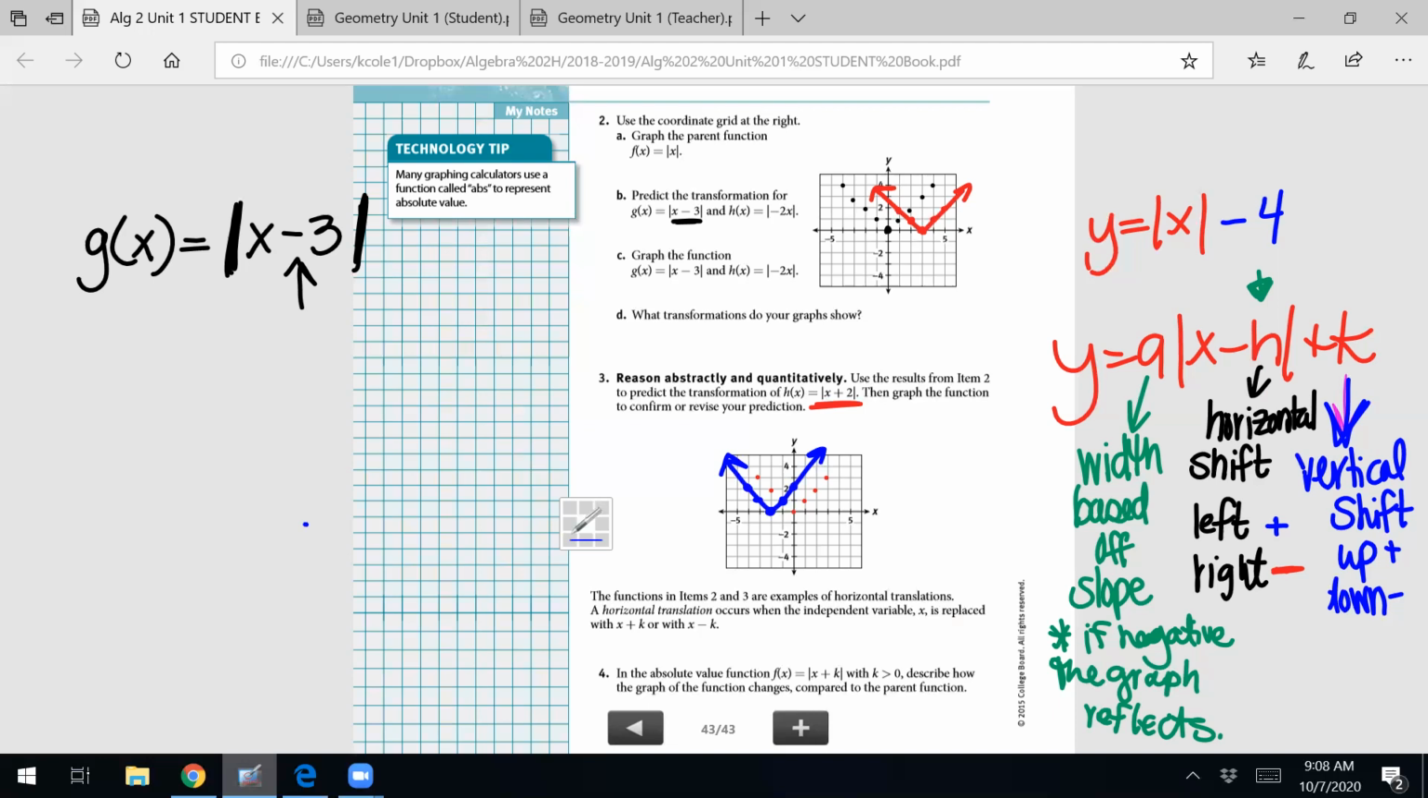So we've learned all the parts. A is the width based off the slope. Steeper, less steep. If it's negative, it flips it over. Okay? The horizontal shift is our left or right. Okay? The K is your vertical shift, up or down. All right? So let's see if you guys can string that together.